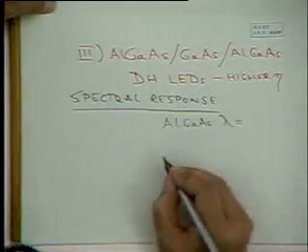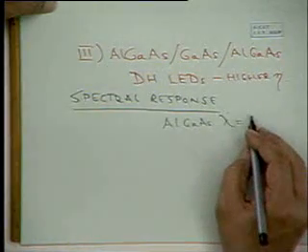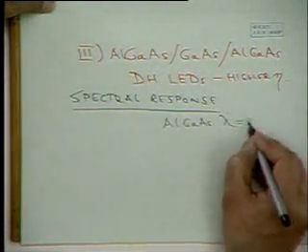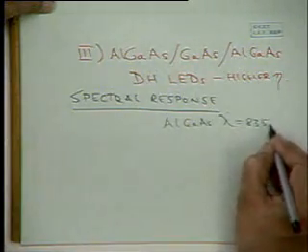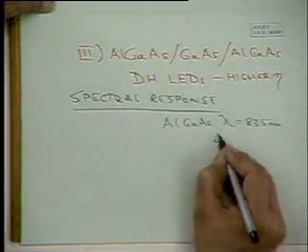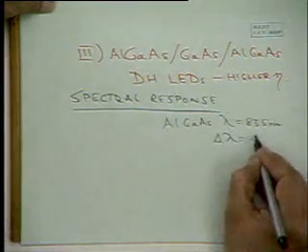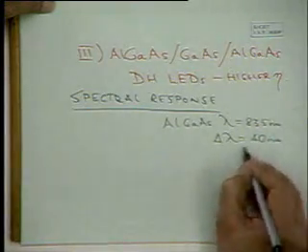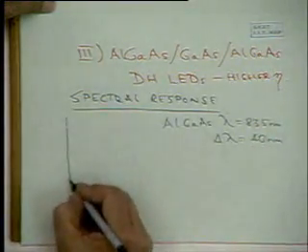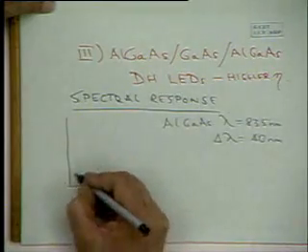This is not a red emitting LED. A typical infrared emitting AlGaAs LED could have lambda emission at about 835 nanometers, and delta lambda will be of the order of 40 nanometers. So 400 angstrom. So the spectrum is quite wide.